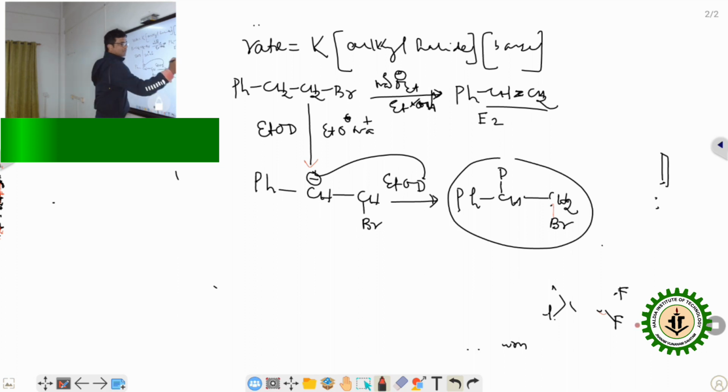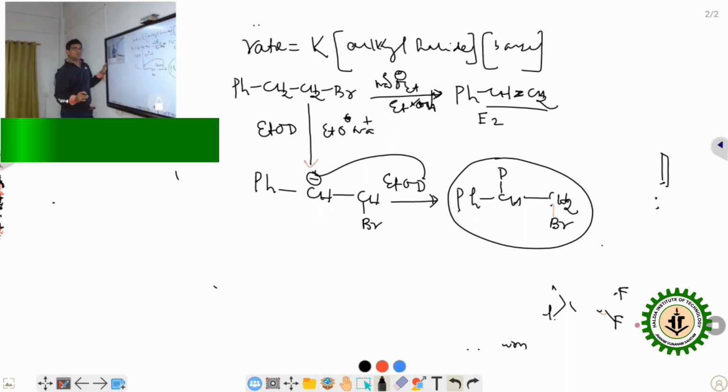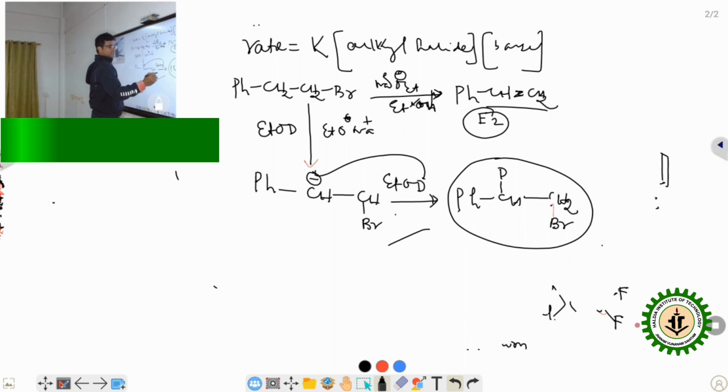But at half completion of the reaction, no deuterium is found in the product. It means the reaction proceeds through E2, not E1Cb. So this experiment clearly shows which reaction proceeds through E1Cb and which through E2. That can be distinguished from this isotope labeling experiment, not from the kinetic phenomena, that is, from the order of the reaction. Kinetics cannot distinguish them.